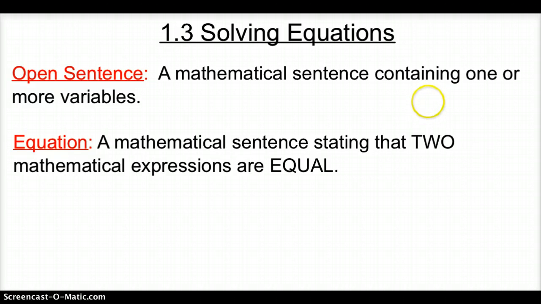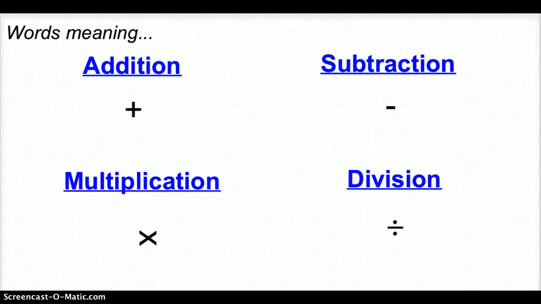Next, equation is a mathematical sentence stating that two mathematical expressions are equal. Now, a big key here is equal, because you can solve an equation, but you cannot solve an open sentence. Again, you can solve an equation, but not an open sentence. Let's try the next one.